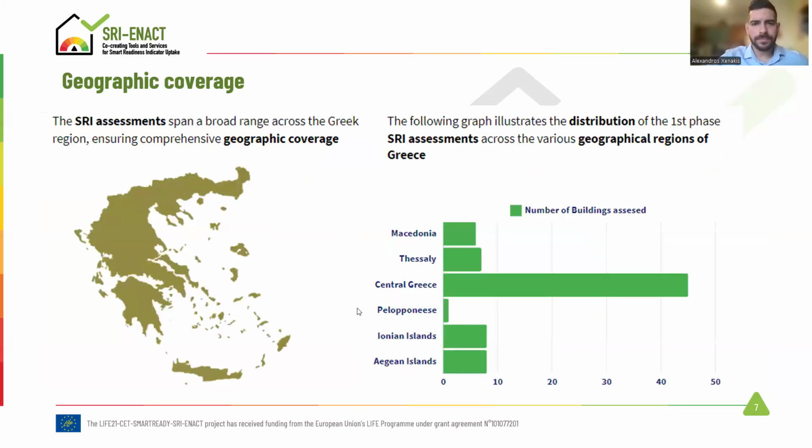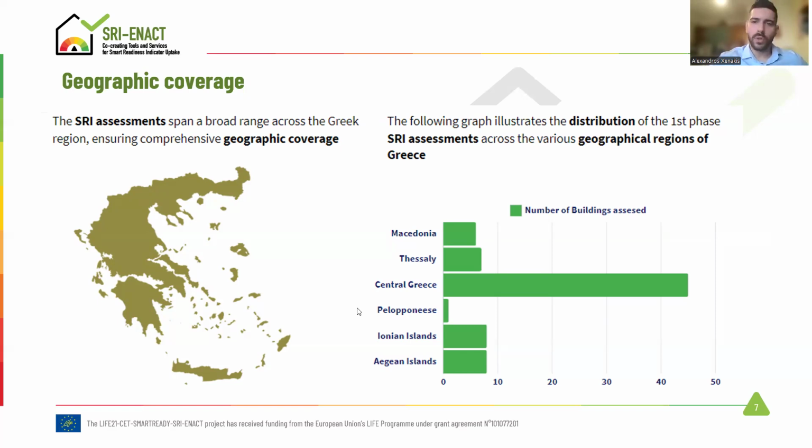And finally, the SRI assessments in Greece will cover a wide range throughout the Greek region. So to guarantee a comprehensive geographical coverage, as you can see in the right graph, most of the geographical regions in Greece will be covered in the course of the test phase.